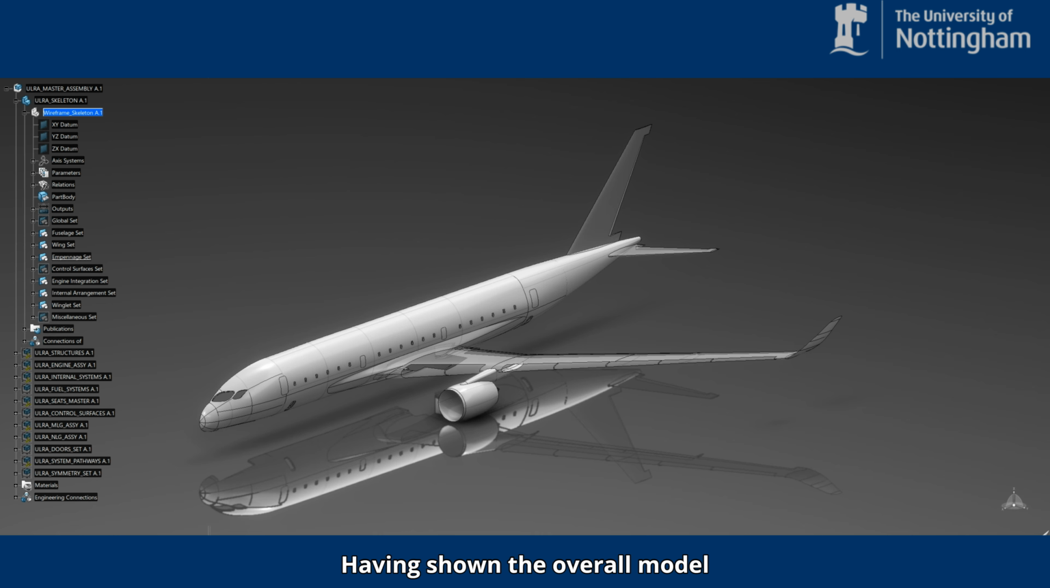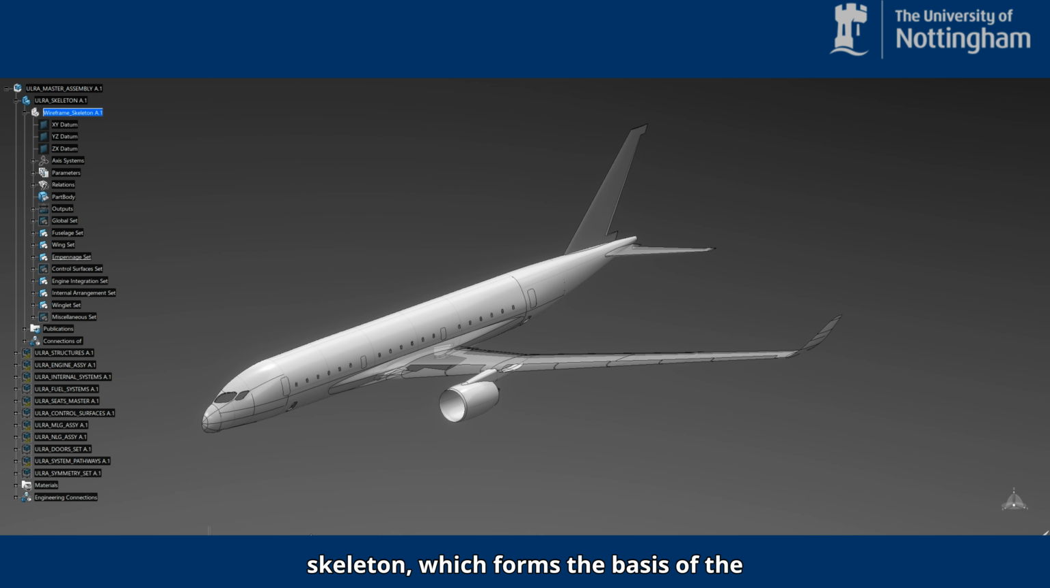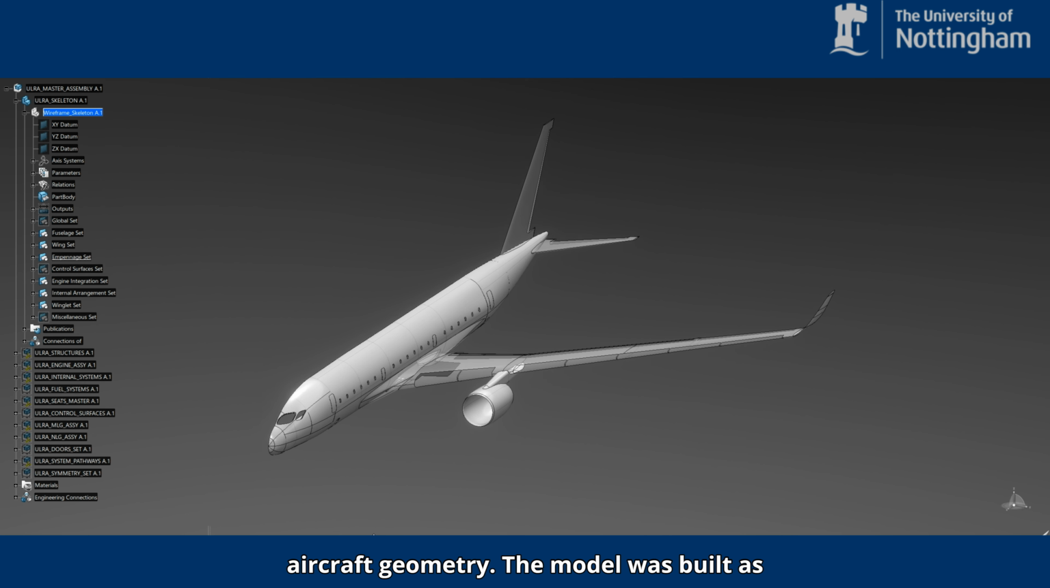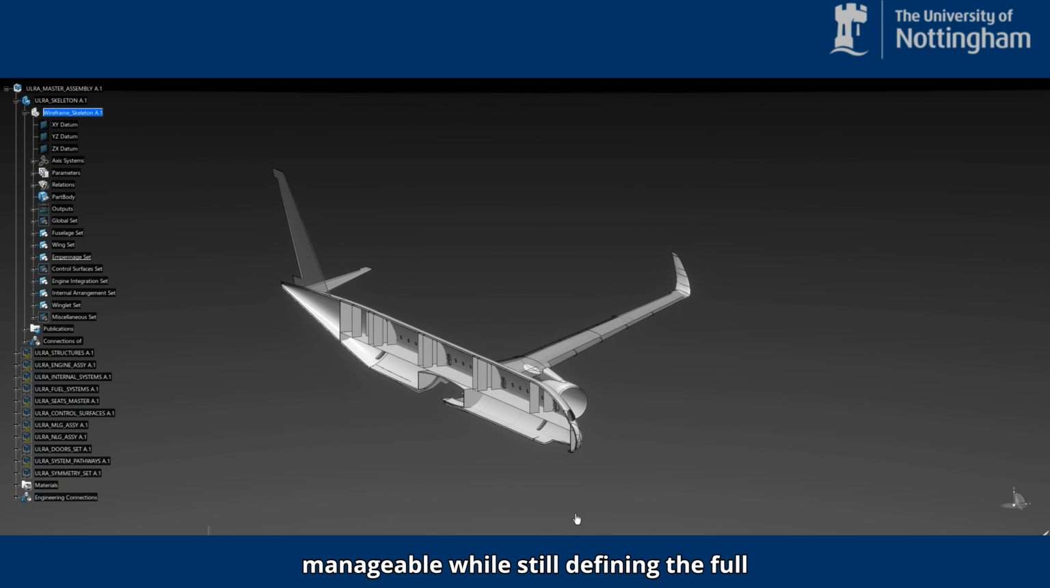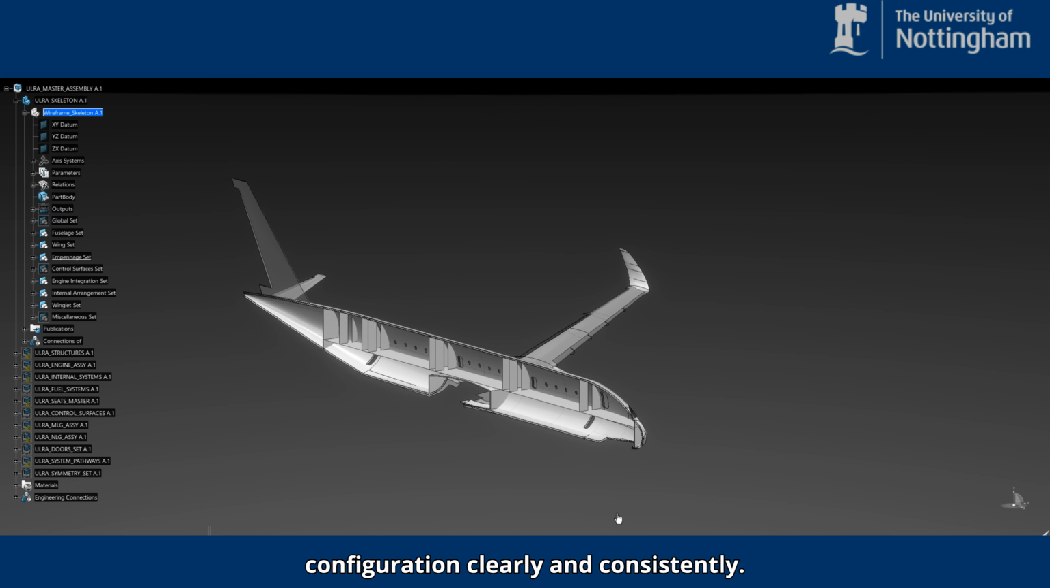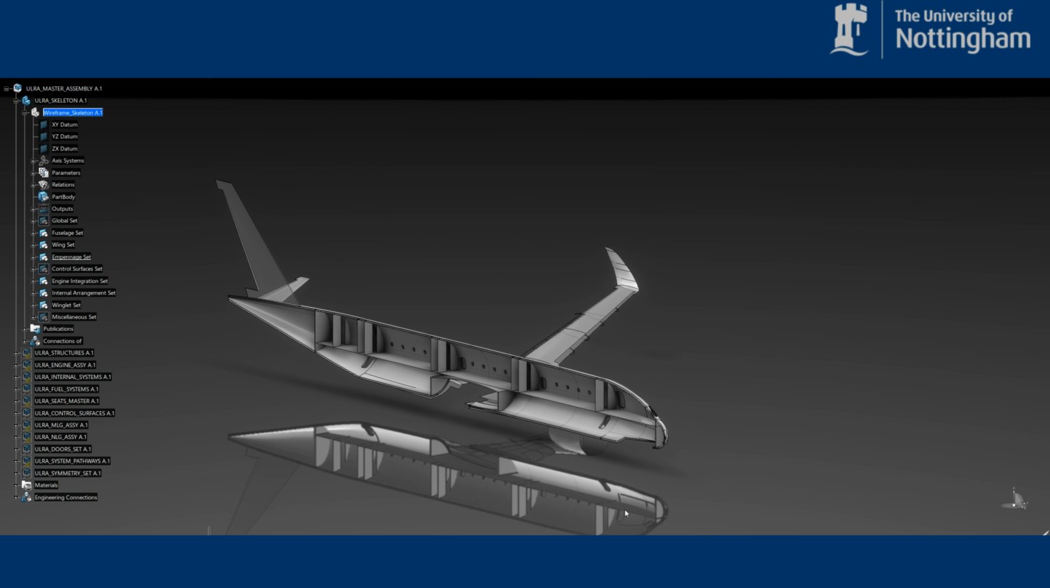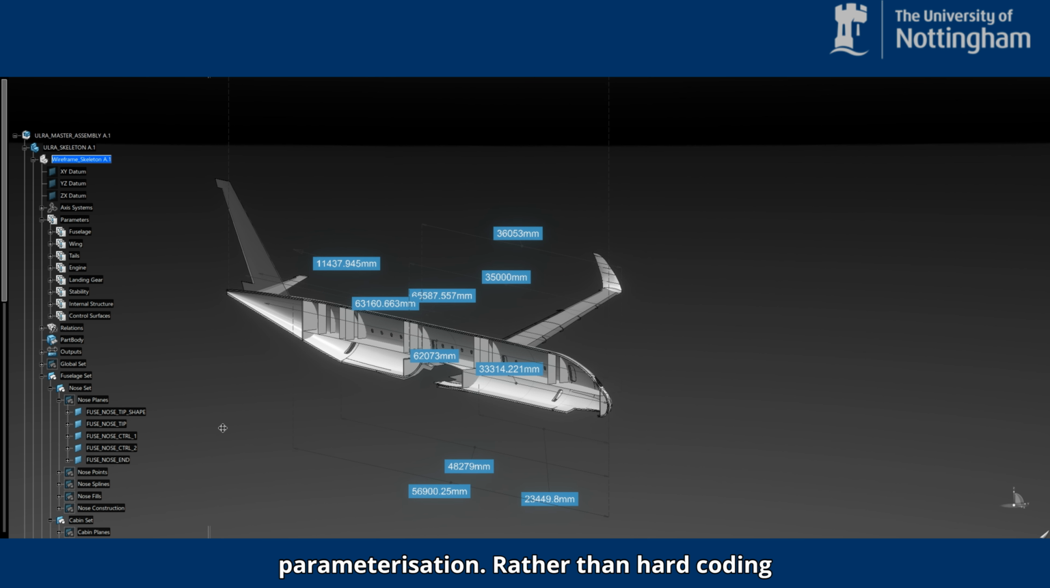Having shown the overall model architecture, the next step is the master skeleton, which forms the basis of the aircraft geometry. The model was built as a half aircraft to keep the process more manageable, while still defining the full configuration clearly and consistently. A key part of this approach was parameterization.